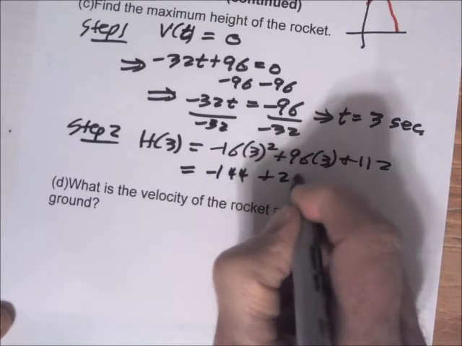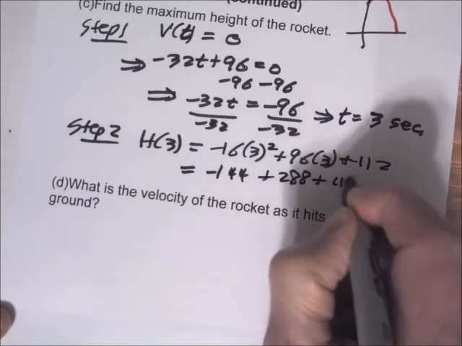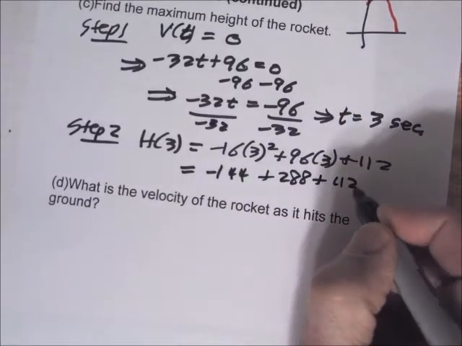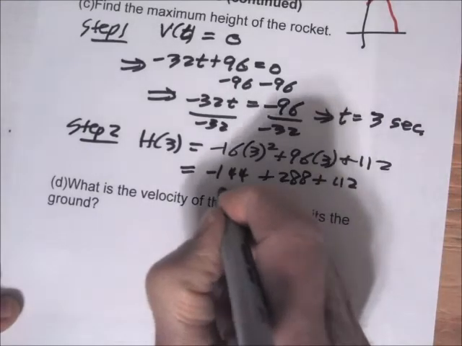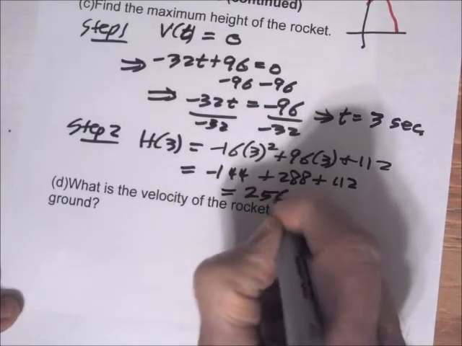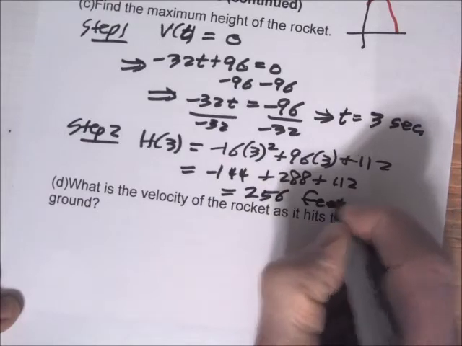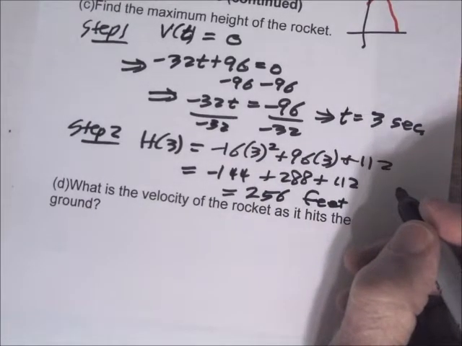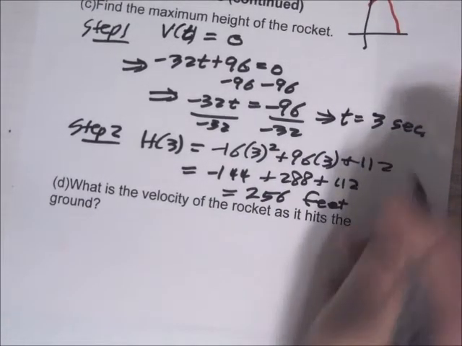288 plus 288 plus 112, and this is going to be 256 feet. The velocity of the rocket as it hits the ground.